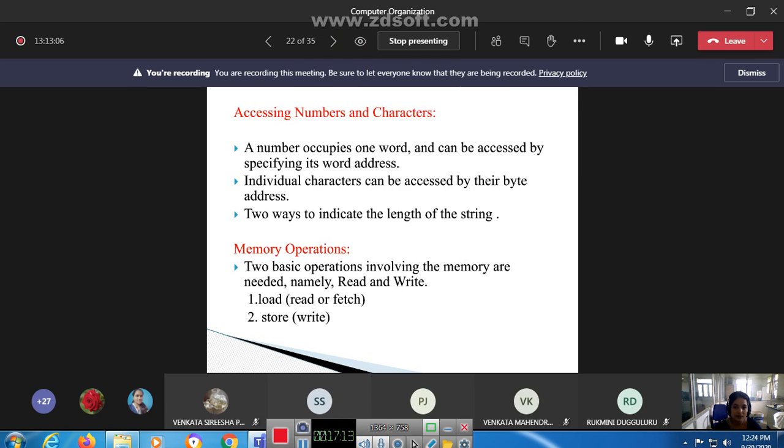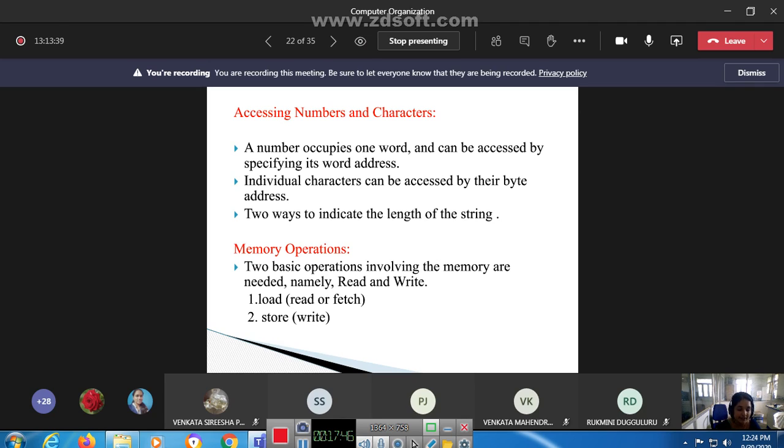Okay, so accessing numbers and characters and character strings. A number usually occupies one word. It can be accessed in the memory by specifying its word address. Similarly, the individual characters can be accessed by their byte addresses.